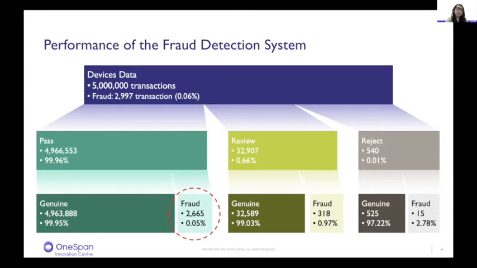And the pass category actually contains most of the fraudulent data points, which is in total 2,665. From this statistic, we learned that the fraud detection system is doing something. The fraud rate in the reject and review categories is much higher than the average. However, most frauds are still in the pass category, and they can pass through the system.